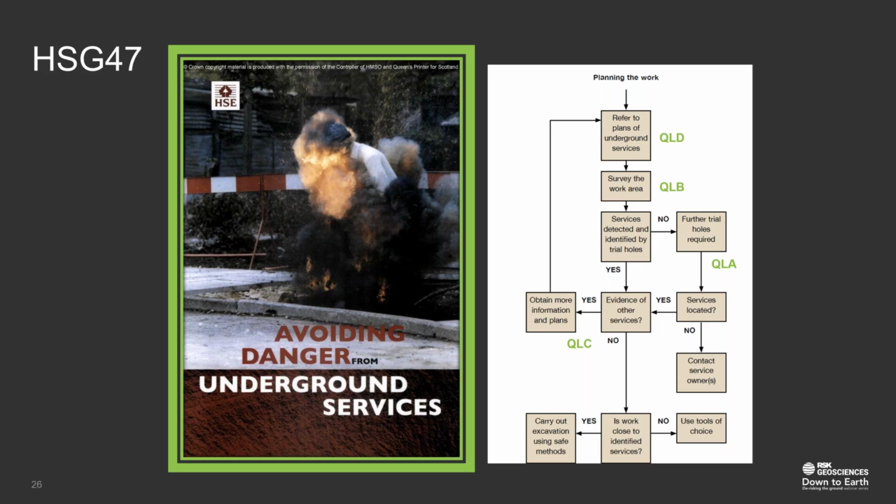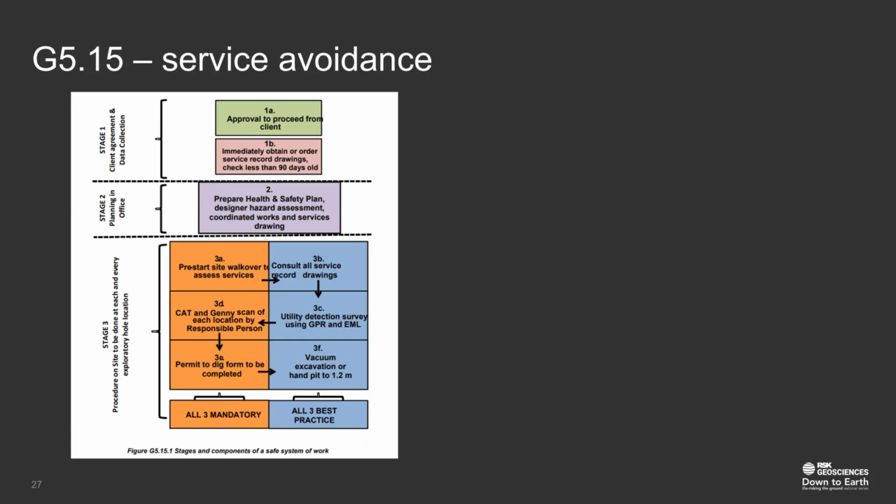This is actually something that RSK have also employed into our own guidance, G5.15 as well. So G5.15 is RSK's system that any RSK Group company has to follow if they want to obtain a permit to dig and break ground anywhere. It's a pretty robust system that satisfies HSG47, implements PAS 128, and allows for work to be commercially viable, whilst also accounting for the realities of site work that I'm sure we all know.